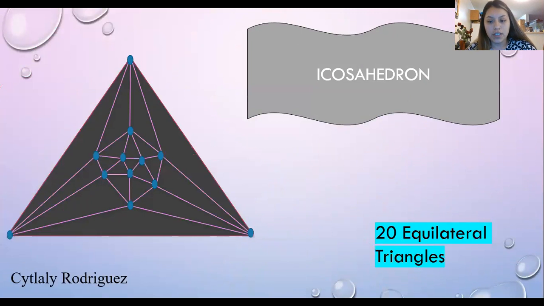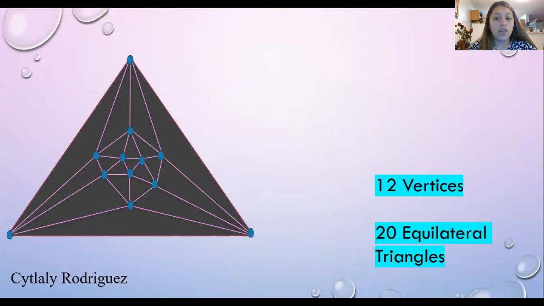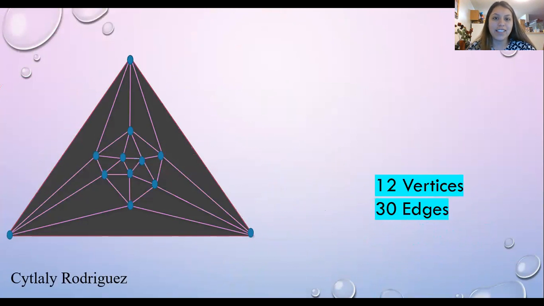An icosahedron has 20 equilateral triangles, 12 vertices, and 30 edges.